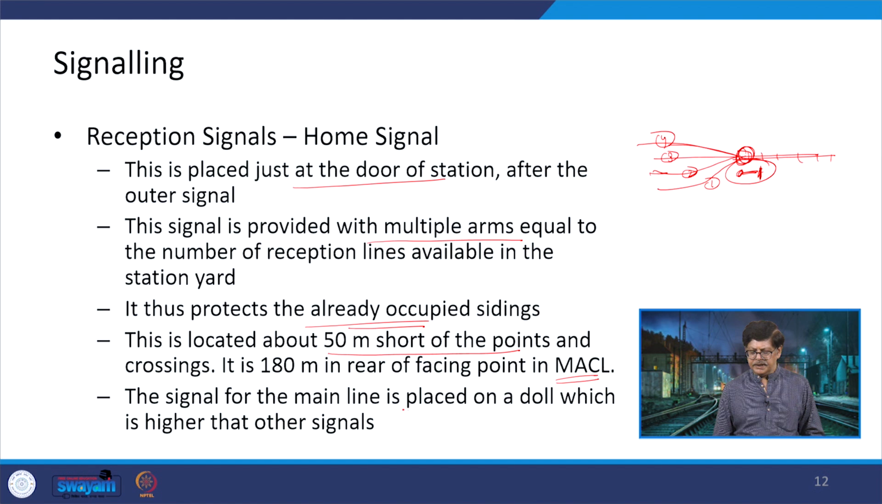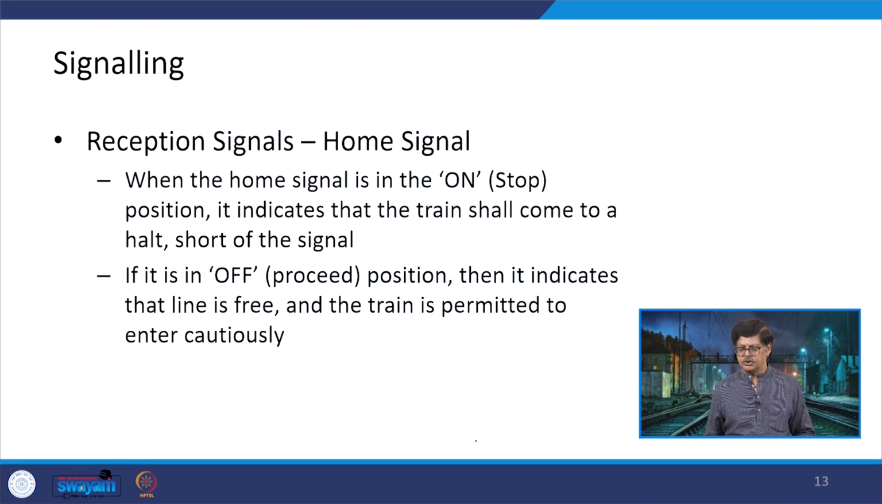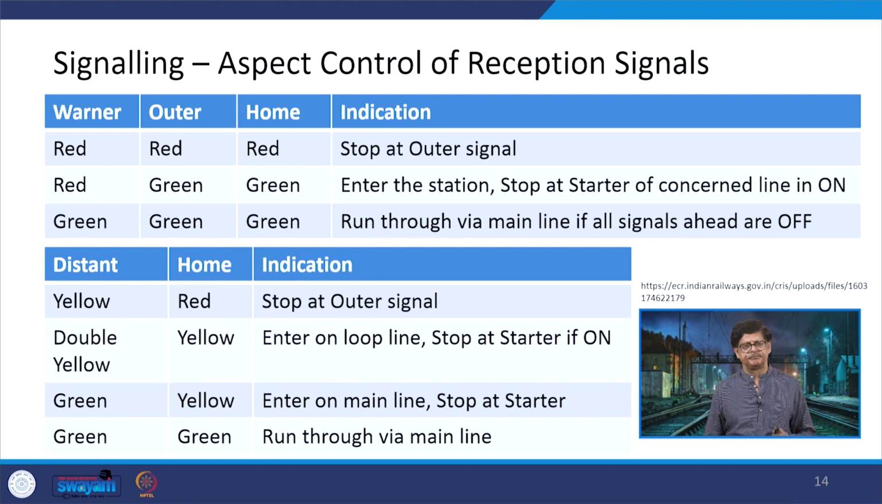The signal on the main line is placed on a post which is higher than other signals. So, if it is provided with the main line signal, a difference is going to be created there. Now, when the home signal is in the on position, that is a stop, it indicates the train shall come to a halt short of the signal, that is, before the signal only it should stop. If it is in an off position, then it indicates the line is free and the train is permitted to enter the station cautiously.